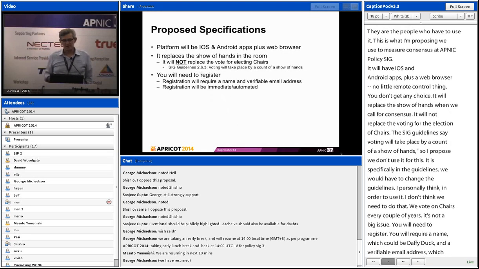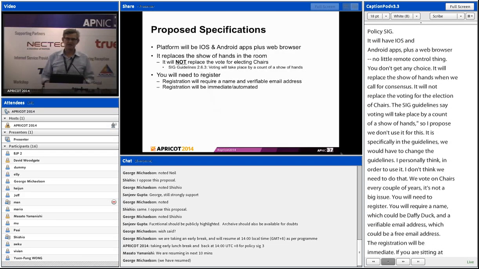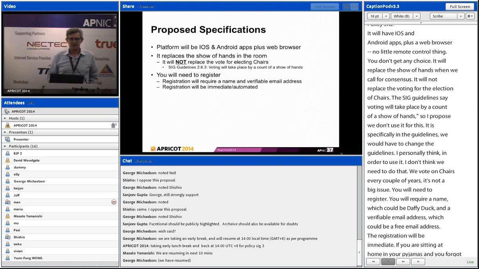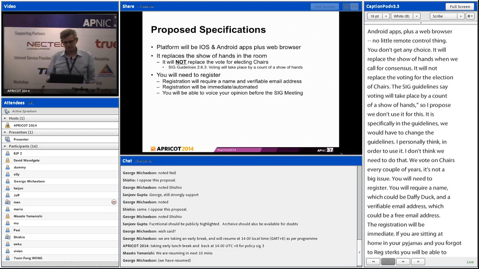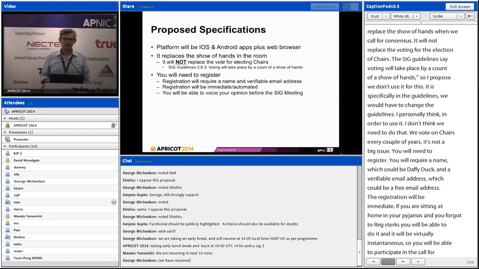The registration will be immediate. If you're sitting at home in your pajamas and you forgot to register, you'll be able to do it and it'll be virtually instantaneous, and so you'll be able to participate in the call for consensus. You'll be able to voice your opinion before the SIG meeting.